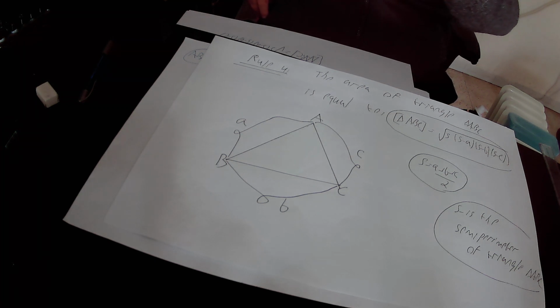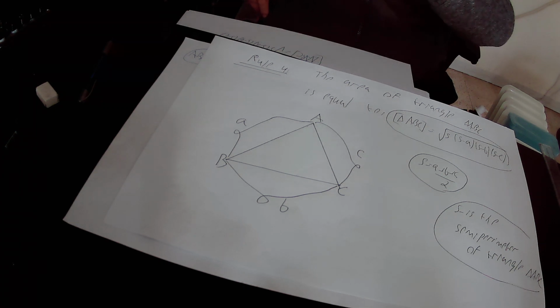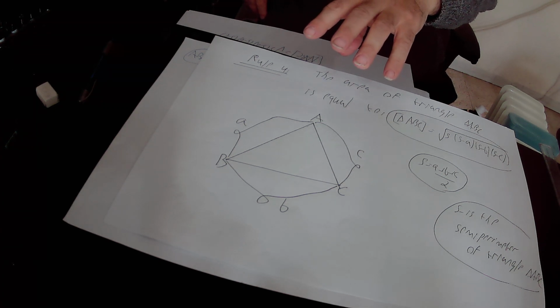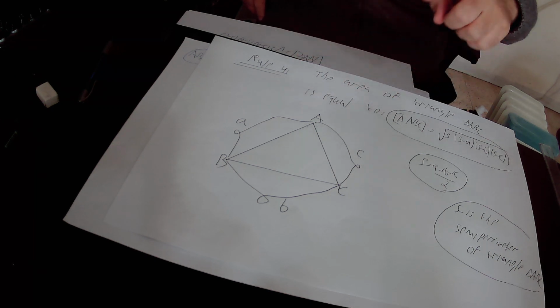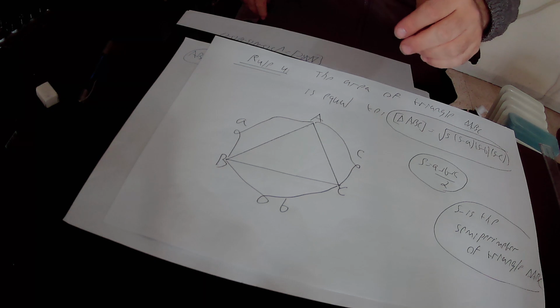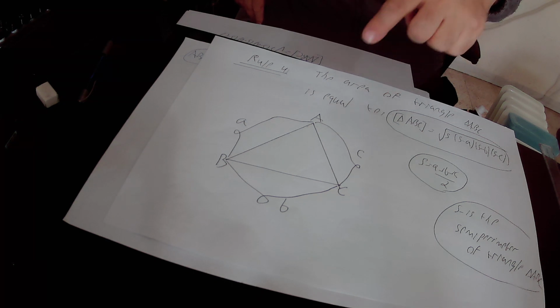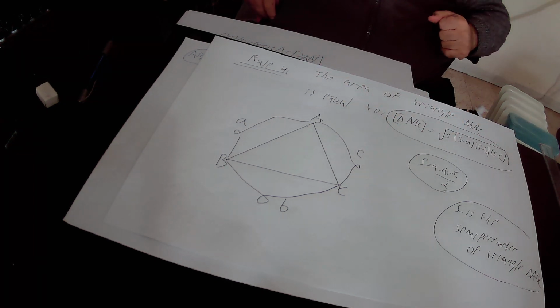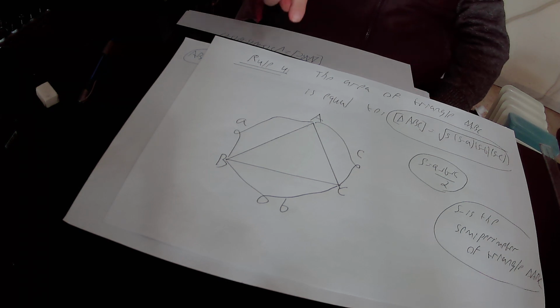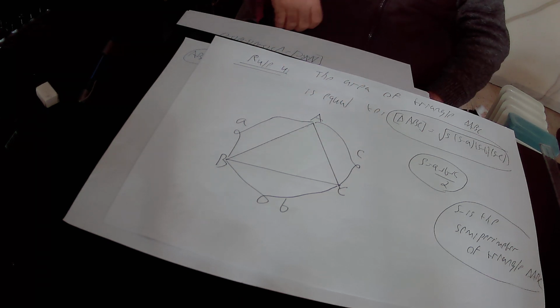What is the definition of a semi-perimeter? The definition of a semi-perimeter is the perimeter over 2. The perimeter of this triangle is the sum of its side lengths, that is to say it is A plus B plus C. And if we divide the perimeter by 2, we get the semi-perimeter, that is S. S is the abbreviation for semi-perimeter. So the semi-perimeter S of this triangle ABC equals A plus B plus C over 2. A is the length of side AB, B is the length of side BC, and C is the length of side AC of this triangle ABC.